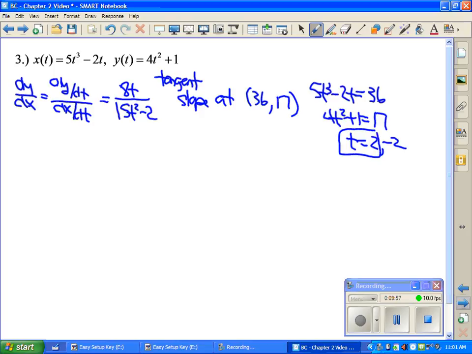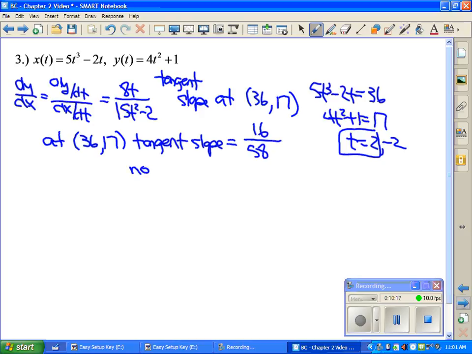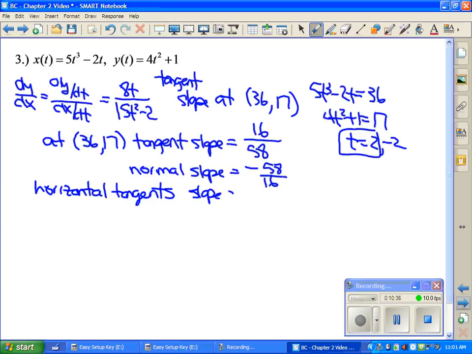So at the point 36, 17, your tangent slope, if you substitute in 2, would be 16 over 16 minus 2, which is 58. Your normal slope would be the opposite reciprocal, negative 58 over 16. Some of the other things we did were we did horizontal tangents. So horizontal tangent is when your slope equals 0. So that would be at t equals 0. We did vertical tangents.